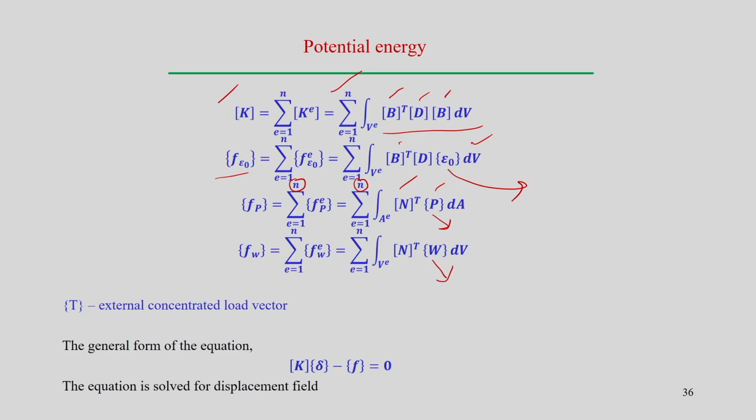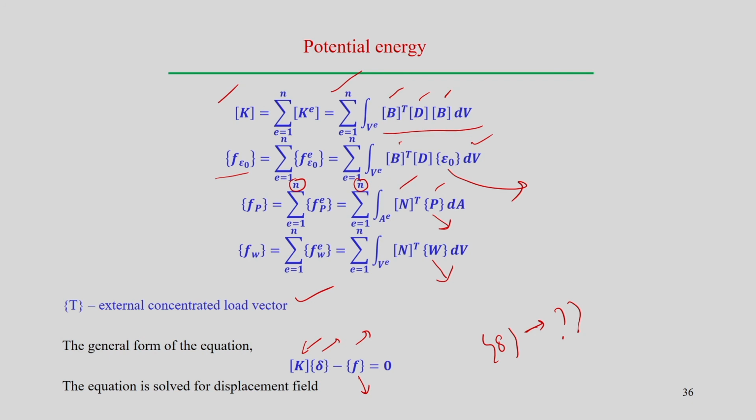Now, T indicates the external concentrated load, which can be applied directly at the particular node. So finally we reach the general expression K delta equals F. It is a vector form, a column vector, where K is the stiffness matrix and delta is the displacement field. Therefore we can solve for delta from this equation. That is the general form of the stress analysis or elastic stress analysis: K delta minus F equals 0.